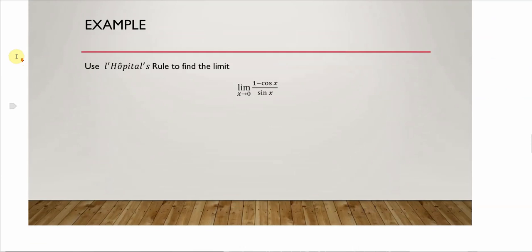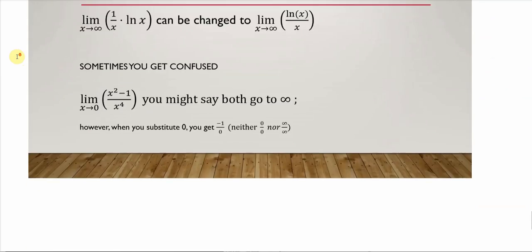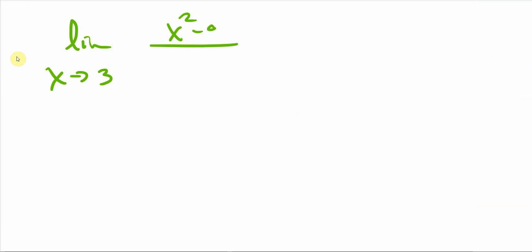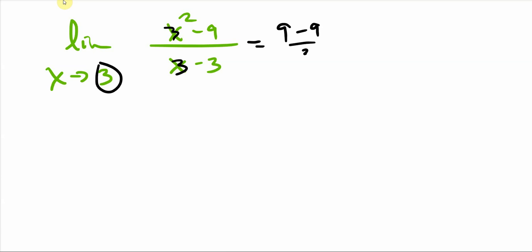Let me take you back to one that we did. So let's pretend I have the limit as x approaches 3 of x squared minus 9 over x minus 3. So in this problem, if I substitute my 3 in here and my 3 here, I'm going to end up with 9 minus 9 over 3 minus 3, which is 0 over 0.